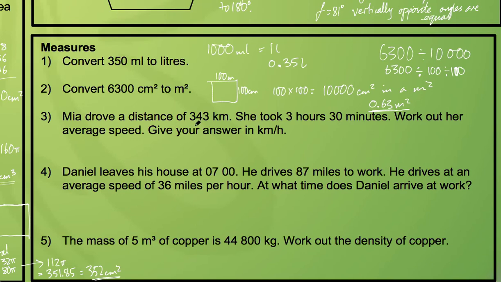Mia drove a distance of 343 kilometers. She took 3 hours and 30 minutes. Work out her average speed, giving your answer in kilometers per hour. So kilometers per hour reminds us that distance is in kilometers over hours, which is a time measurement. Speed equals distance over time.